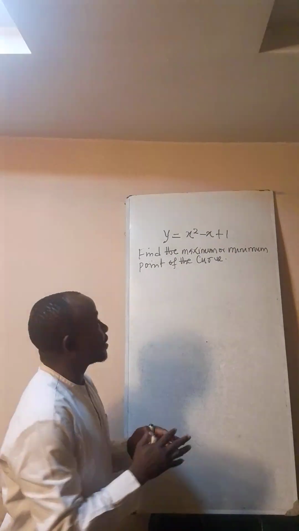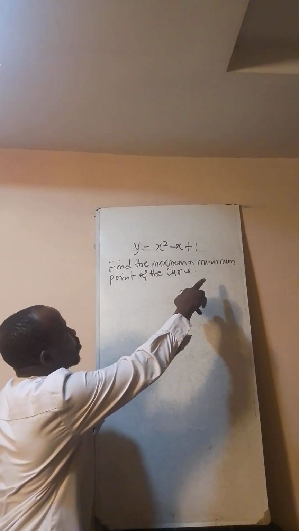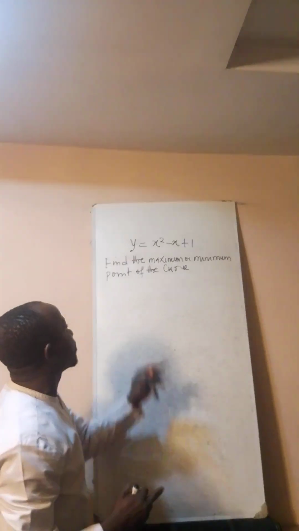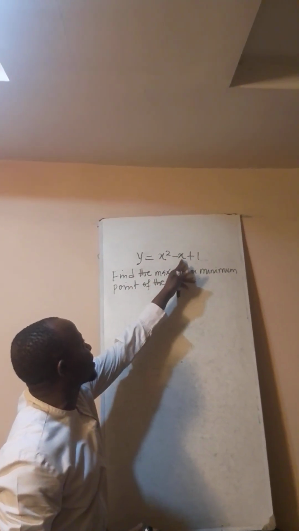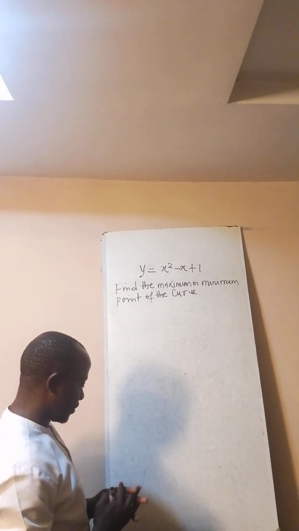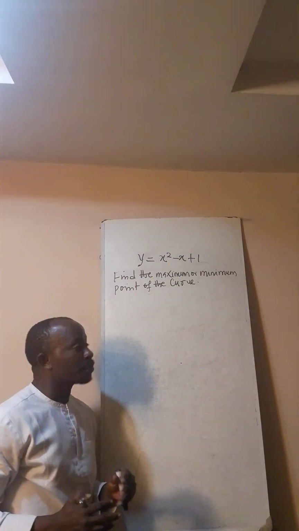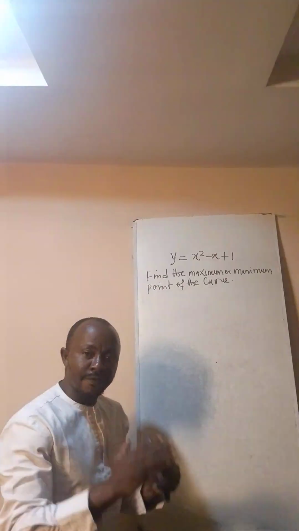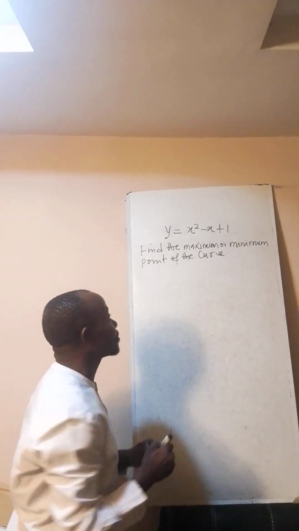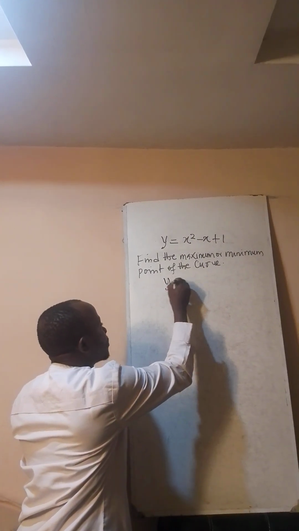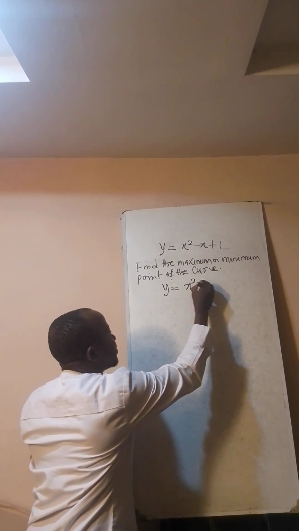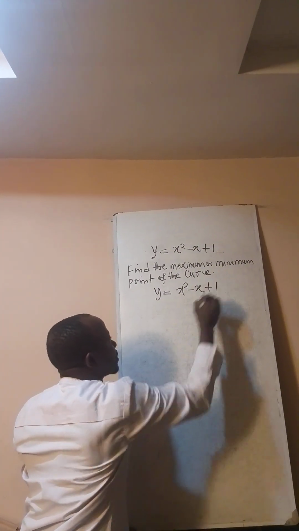To find the maximum or minimum point of the curve y equals x squared minus x plus 1, the first thing to do is to find the first differentiation. y is equal to x squared minus x plus 1.